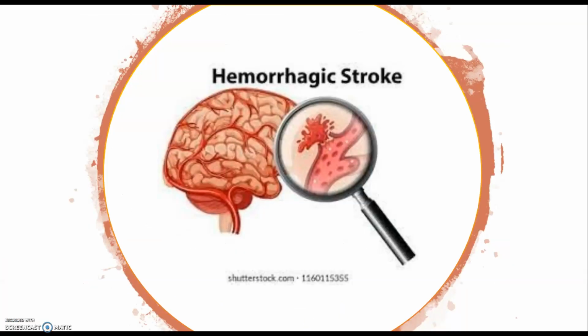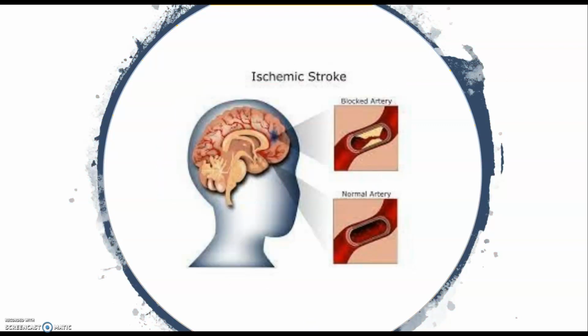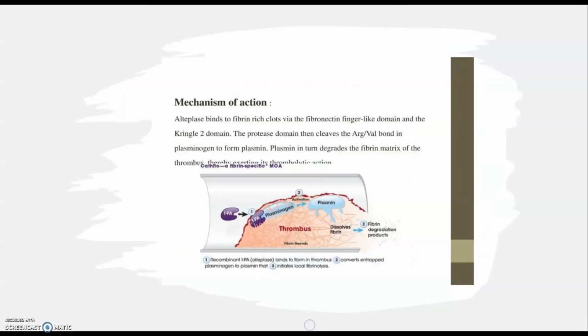Here's a picture of a hemorrhagic stroke where it shows the artery is ruptured and blood is coming out of those blood vessels into the brain. And then an ischemic stroke shows a blocked artery and a normal artery. So the blocked artery isn't allowing blood to flow up into the person's brain, cutting off that blood supply and killing part of their brain.